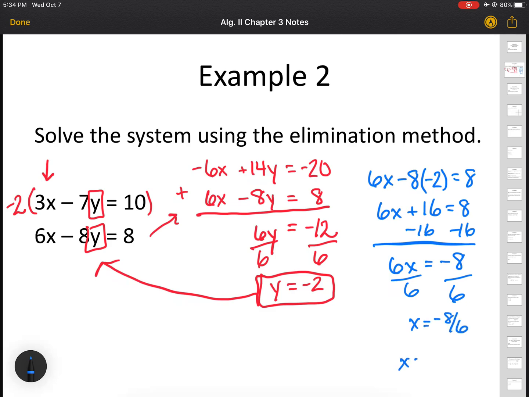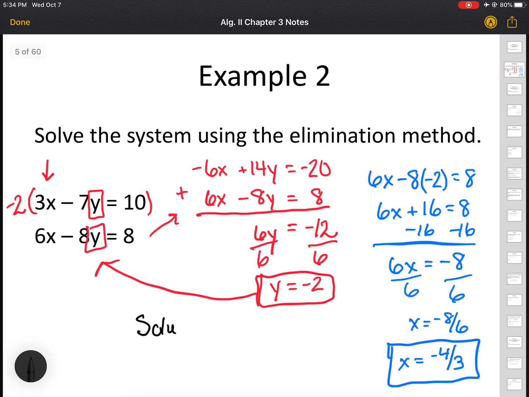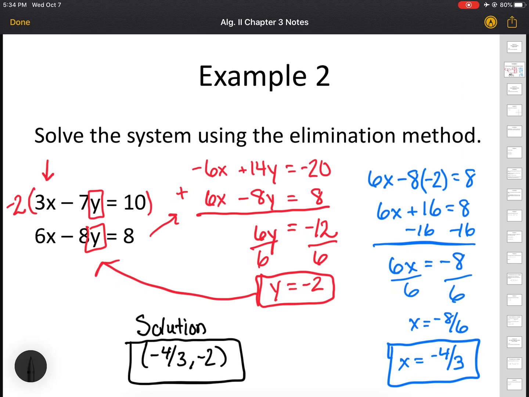So I got 6x equals -8, and I need to divide by 6. So x is equal to -8/6, since that fraction has two even numbers in it, they both can be divided by 2. That's the same thing as 4/3, and it was negative. So my solution here: the x value was -4/3, and the y value was -2. So again, all that means is that I can plug -4/3 and -2 back into both of my equations in my linear system, and it would satisfy both of those to make true statements.